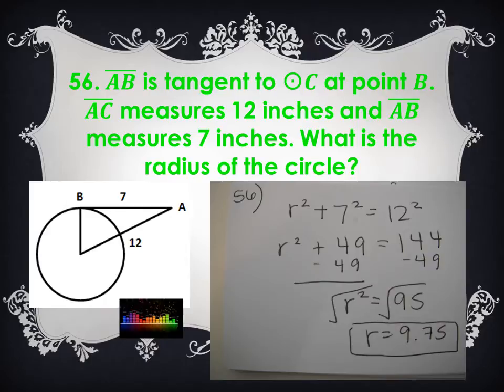Therefore, 12 is our hypotenuse. So we get 7 squared plus r, which stands for the radius, squared, equals 12 squared. And from there, you can solve for the radius.